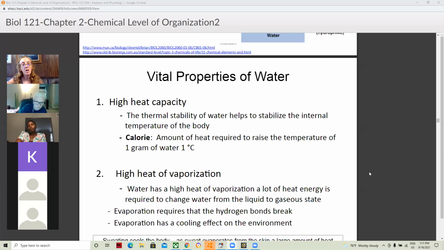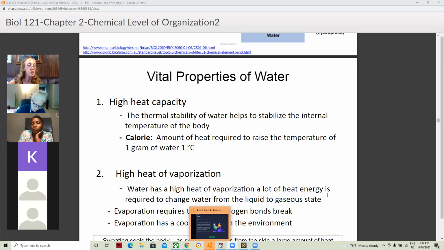So high heat of evaporation, because evaporation requires all the hydrogen bonds to be broken. The reason that we can be cooled off with sweat is because the water is secreted onto our skin, and then it becomes vaporized because it absorbs the heat from the body. As it absorbs the heat, the body cools off. You keep removing heat from the body through the secretion of the water that then gets vaporized, resulting in a lower body temp.